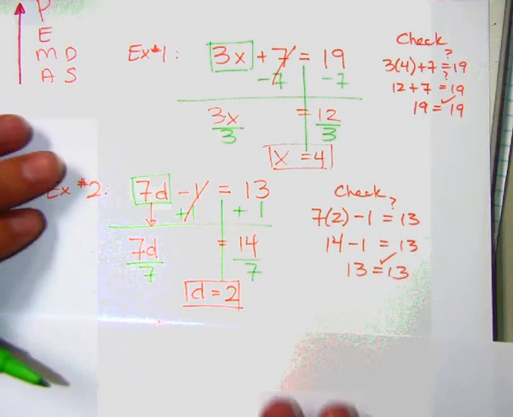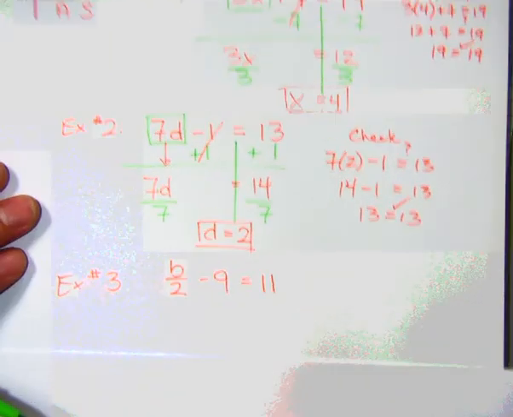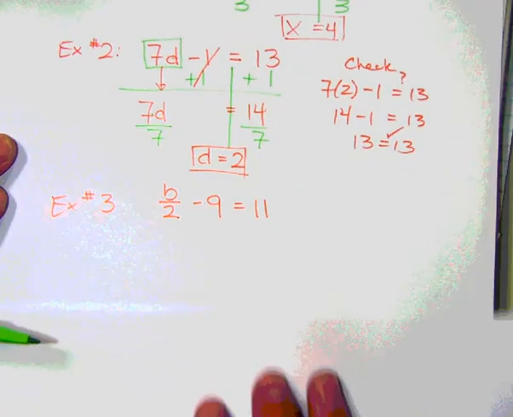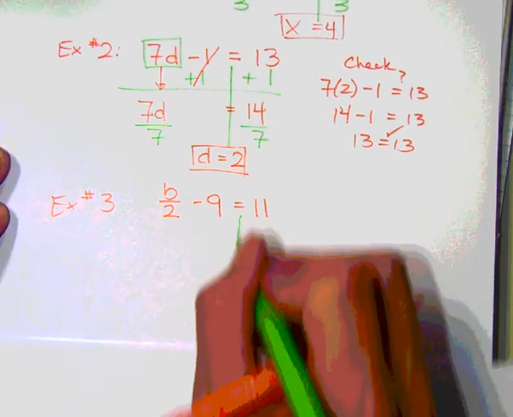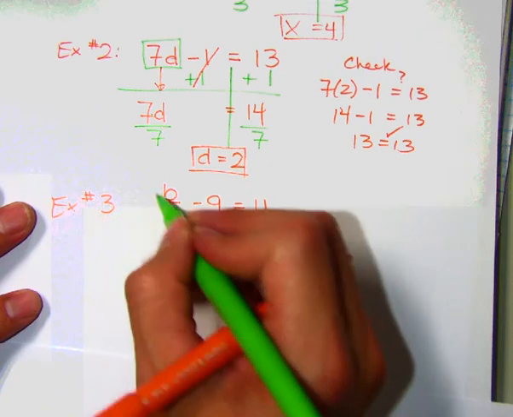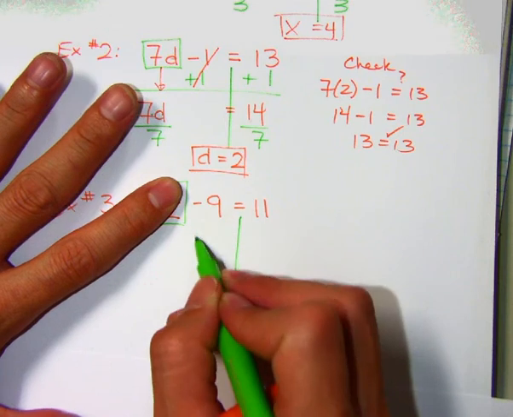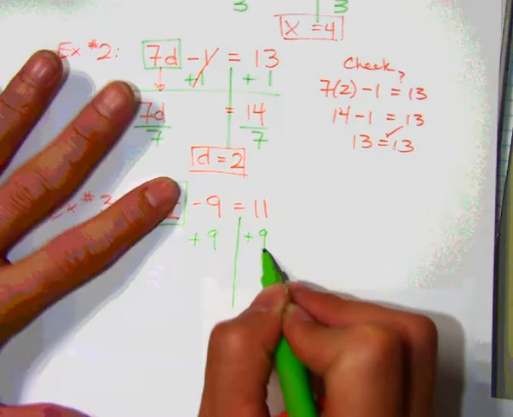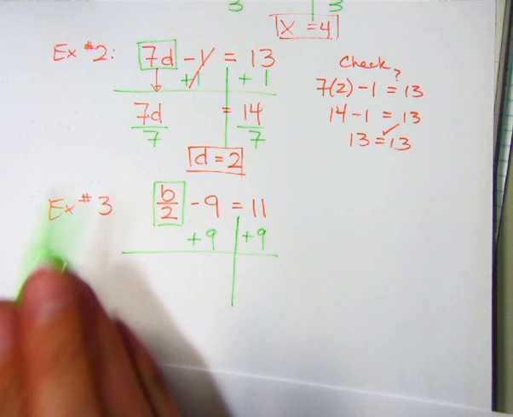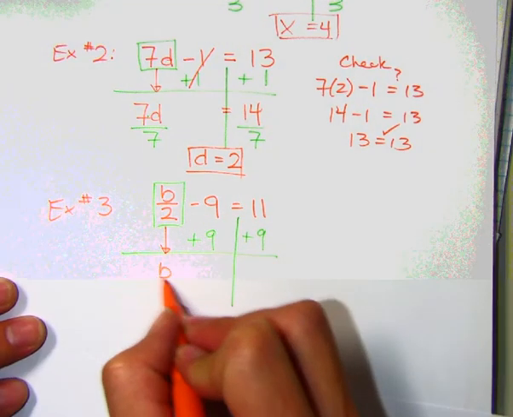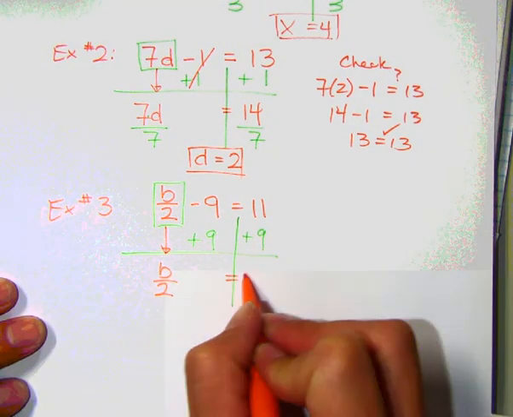All right, so let's try one more, and then I'll see what else you could do. All right, let's take a look. So in this example, once again, draw my line, remind myself there's a left and right side. Here's my variable. Before I handle that, I notice that I need to get rid of this -9. The inverse operation is to add 9 to both sides. I do that. This drops down here. I get b divided by 2 is equal to 20.